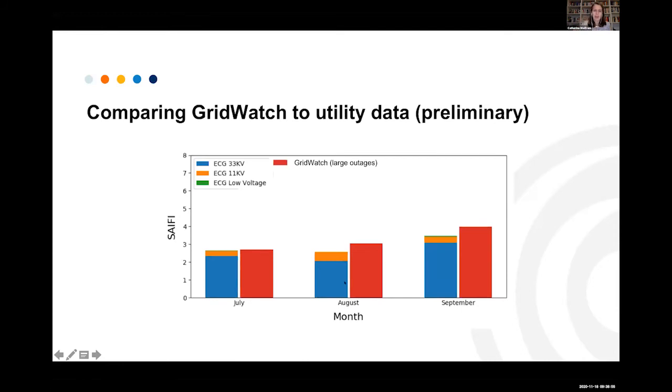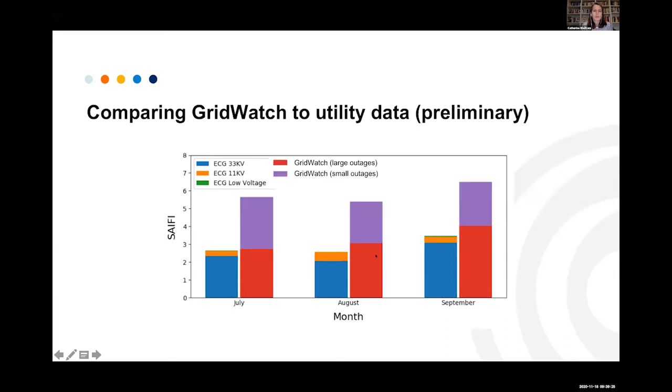And the utility now has a SCADA system that's measuring the outages on its high and medium voltage network. So this is kind of comforting that GridWatch is capturing the same level of information. Maybe slightly more outages GridWatch is seeing. Maybe this reflects that this was early days and the engineers are still tuning their algorithm, or maybe it reflects a little bit of underreporting in outages on the utility side.